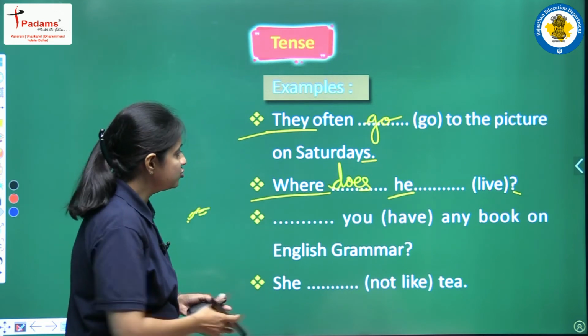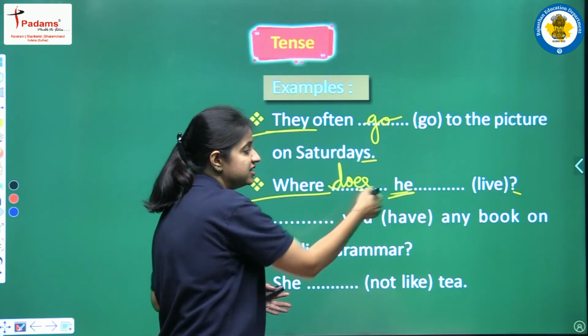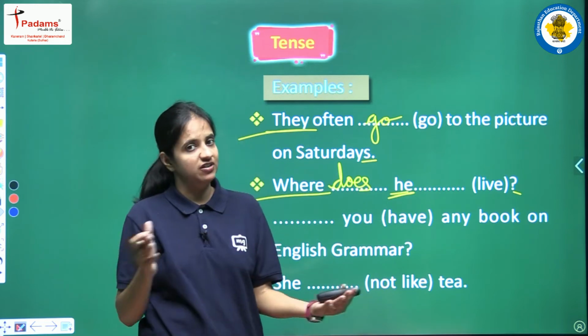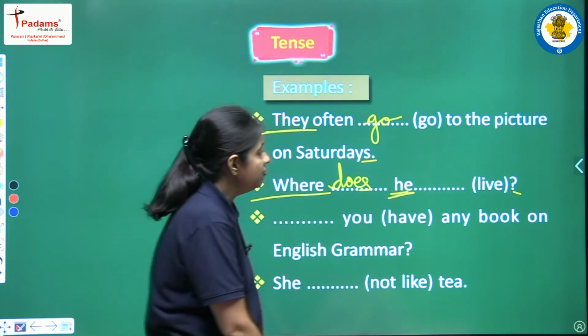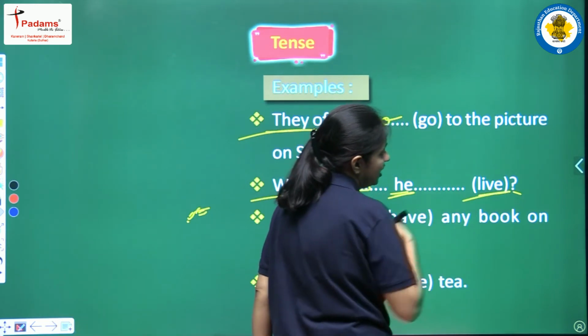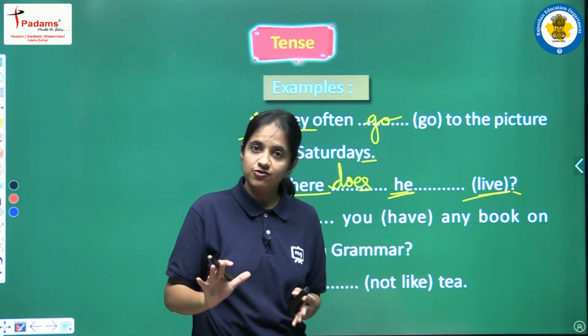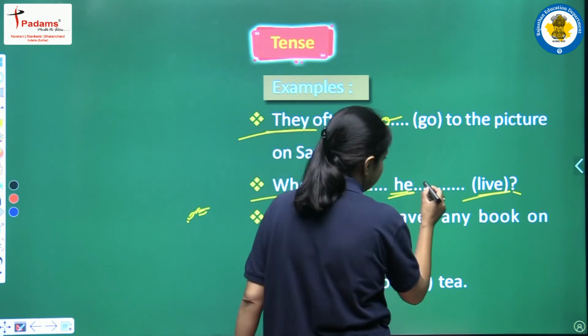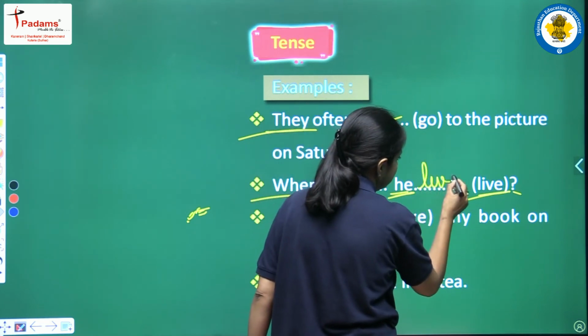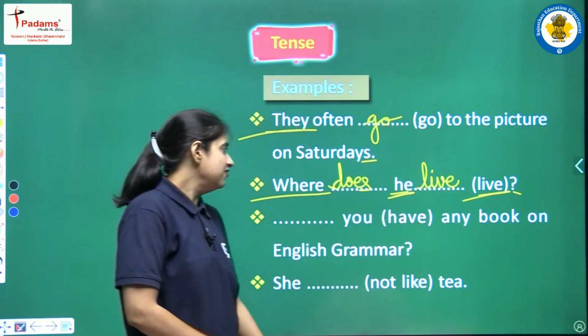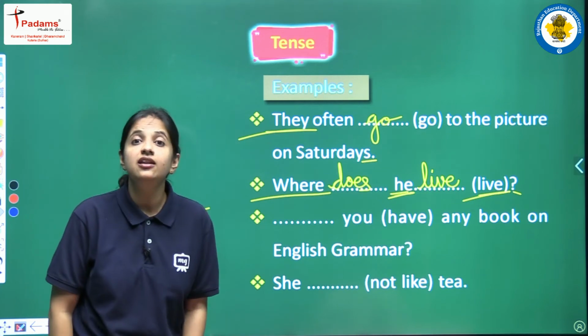So we will write first of all does. Why? According to the subject. For a singular subject we always use does. Now we are coming to the main verb. The main verb is live, and in an interrogative sentence we always use the first form without adding anything. So we will write the first form, that is live only. So our answer will be: where does he live?